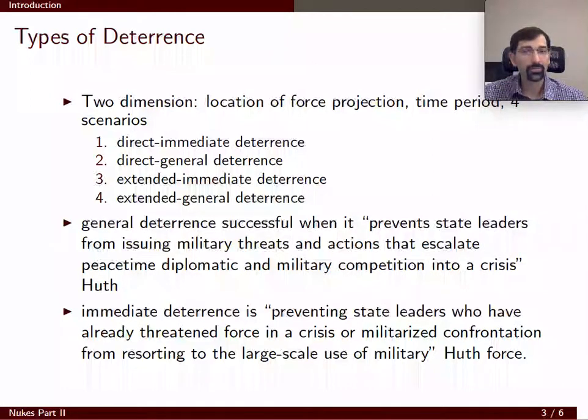The next is the time period. So there's direct, immediate deterrence. Direct means a specific territory and a specific threat, and a close time proximity. So in this context, we would think of a reaction to or against the actions of another state. There's direct general deterrence, which means that you would have a specific location, but it would not necessarily have a specific time period. It's just present. Here we frequently think of the exchanges and interactions between the Soviet Union and the United States and Europe during the Cold War.